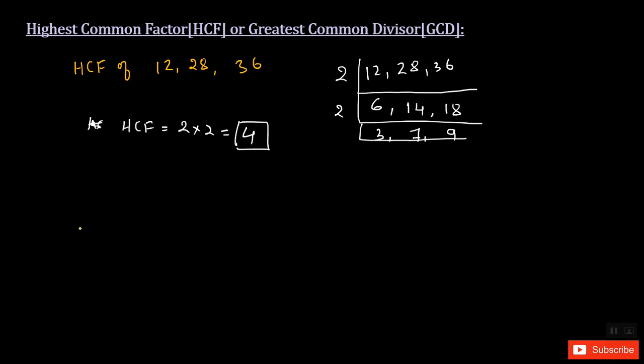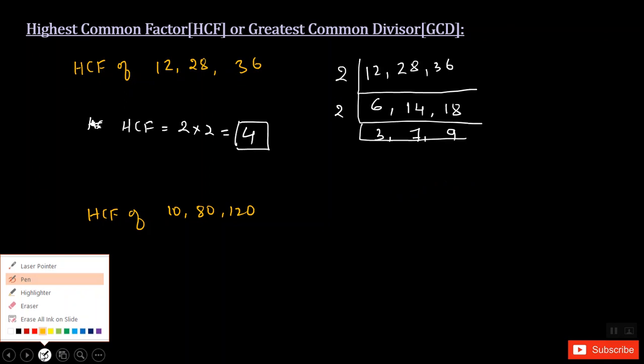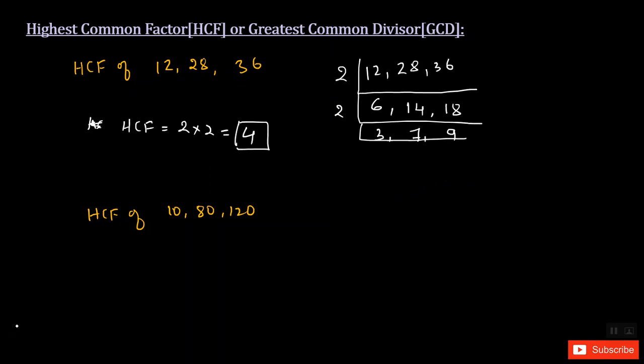What is the HCF of 10, 80 and 120? Let's take. So to find the HCF, it's not necessary that you always have to divide by a prime number. I suggest you divide by a prime number if you are not able to identify the common number which can divide them. Dividing by the prime number is the universal approach.